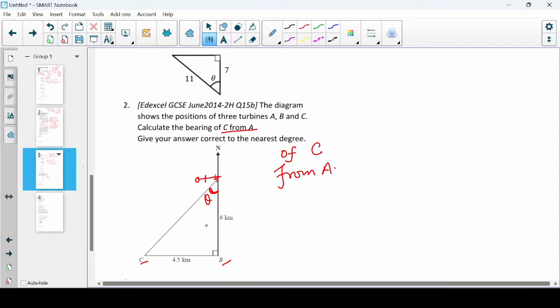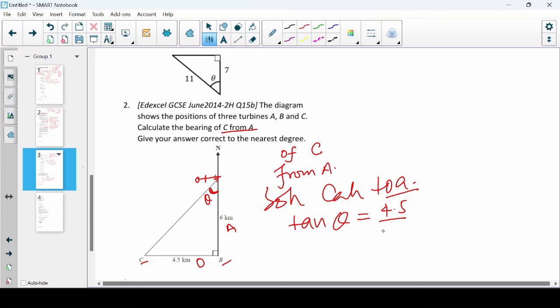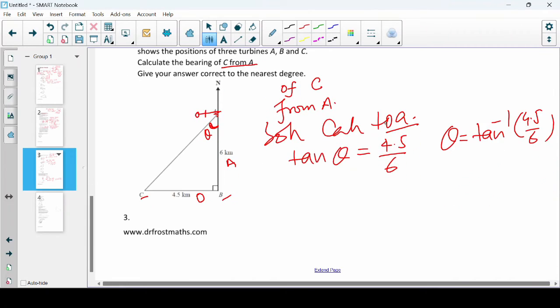So if this angle needs to be calculated, this is the opposite side and this is the longer side, so this one is adjacent. So opposite and adjacent. So we can do tangent theta is equal to opposite, 4.5, over adjacent, 6, and theta is equal to tan inverse 4.5 over 6. So this is how you can calculate the rest of the questions, the word problems.